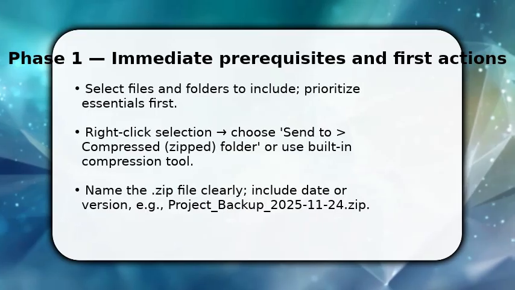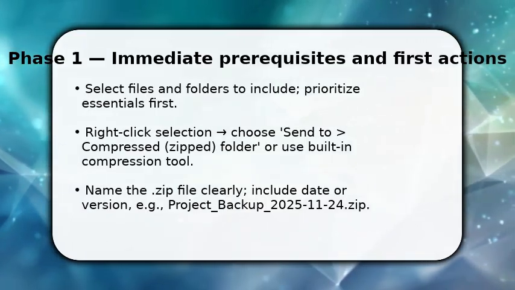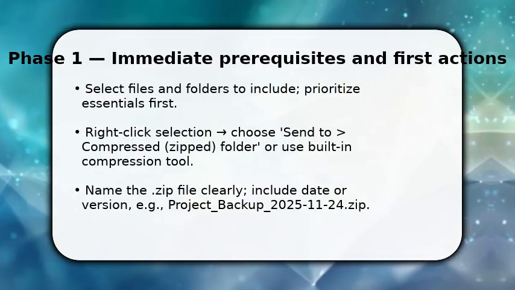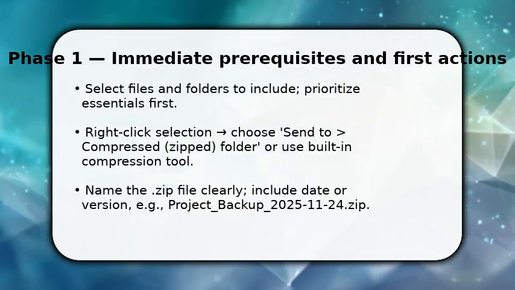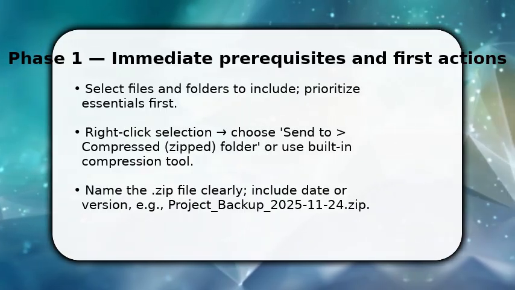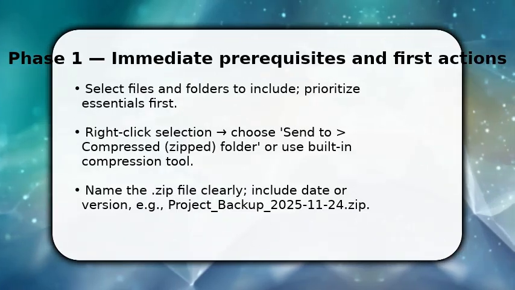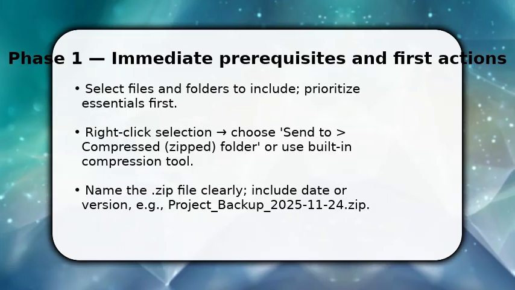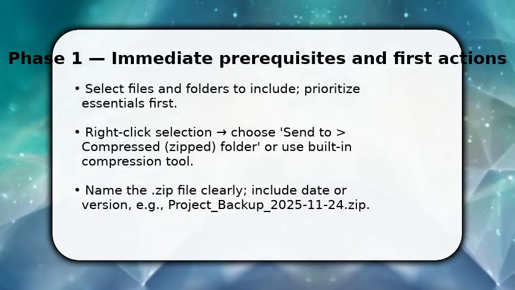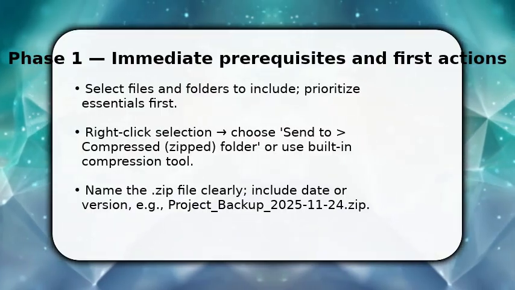You begin by choosing the exact files you need. This reduces archive size and speeds compression. Once chosen, right-click and pick the system Compress, or send to, right arrow, compressed zipped folder, or open your compression app and add items. Make sure to name the ZIP with a clear label and date. This helps later retrieval. If you use a command line, start the zip command now so the process runs while you prep the next steps.